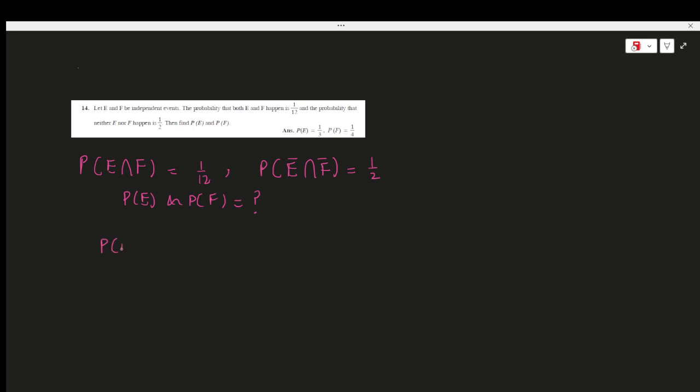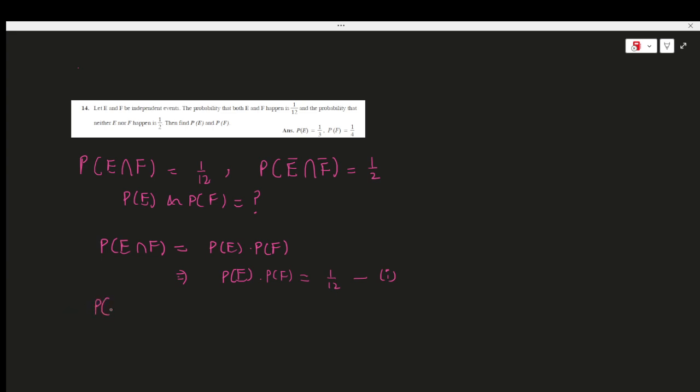So we know that for independent events, probability of E intersection F is equal to P(E) and P(F). So maybe we can just put the values. It will give us probability of E into probability of F is equal to P(E intersection F), that is 1 by 12.